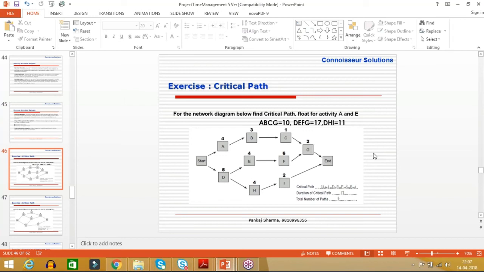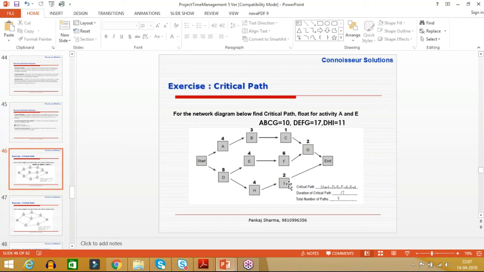Similarly, H and I, right? If the whole path length is 11 and the critical path is 17, and either H or I is delayed by 6 days, will it make any difference? No. So, listen carefully.